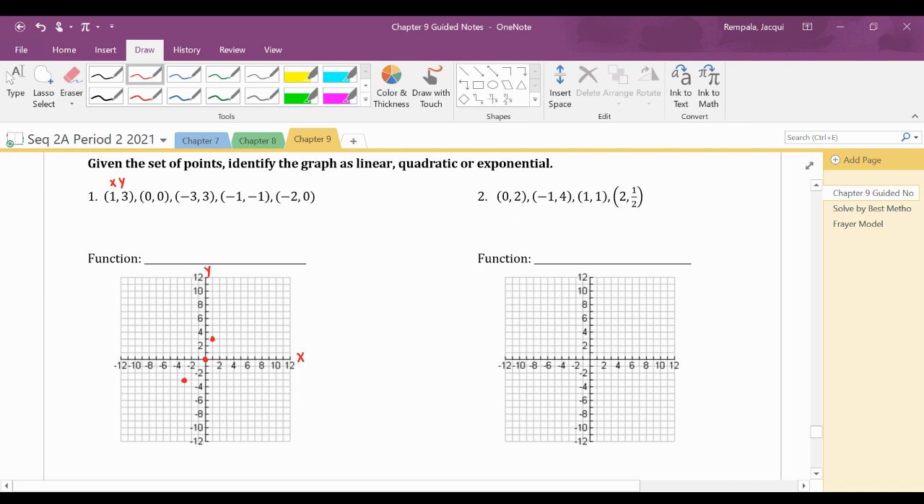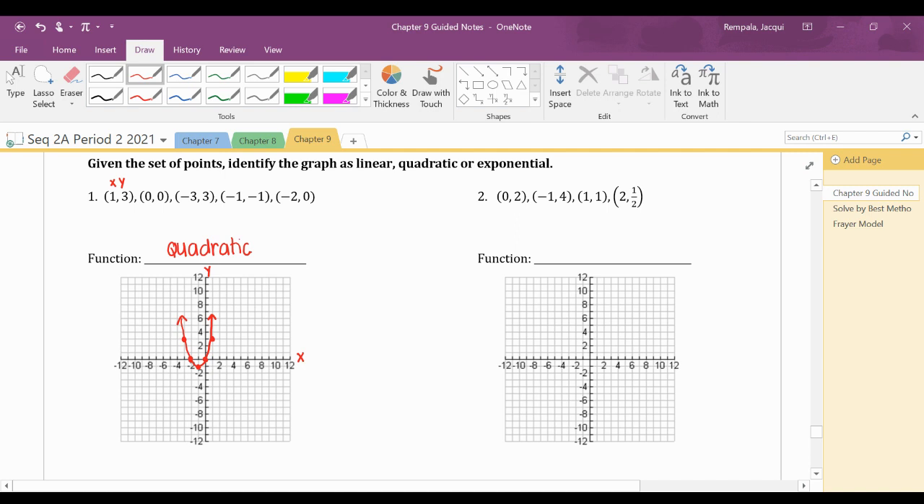At (negative 3, positive 3), my bad, so 3 to the left and then 3 up. At (negative 1, negative 1), I'm moving 1 to the left and 1 down. And then at (negative 2, 0), I'm moving 2 to the left, but then I am not moving up or down. So notice that if I connect these points, it looks like a U, which remember, we call a quadratic function.